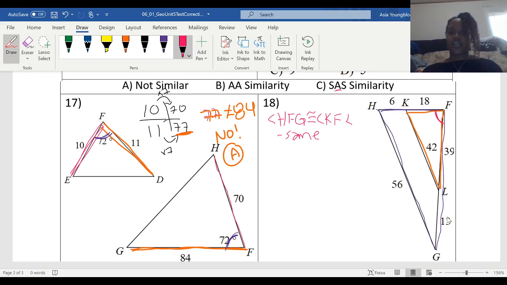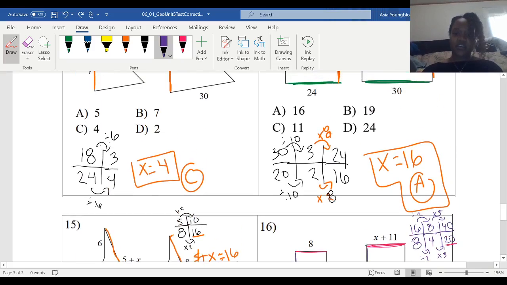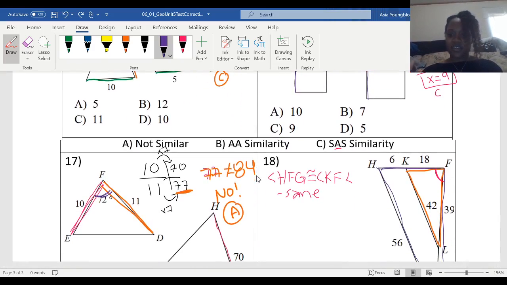So although we're given three sides, we want to really focus on the two sides that are adjacent to or touching this angle. That's these sides, HF, KF and FG, FL. So for our larger triangle, this side length, HF, is going to be 6 plus 18. HF is going to be 24.